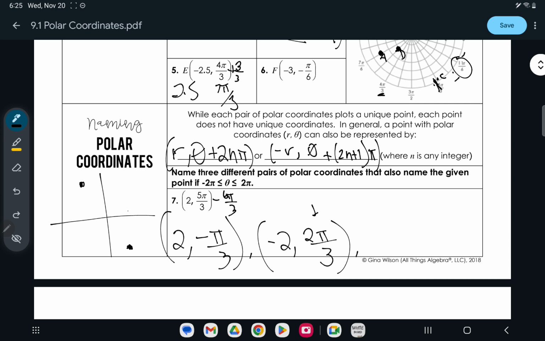Let's see. Some negative angles would be if we went this way. So I already have this point, so I need this one. So the angle, if I went this way in the negative direction, is going to be negative 4 pi over 3. But if I go forward, this would be 2. I need negative 2 because I need to be at this point. So negative 2 and negative 4 pi over 3.